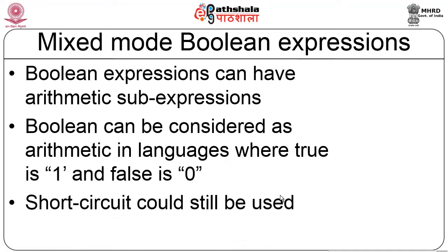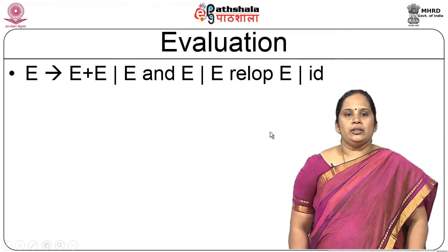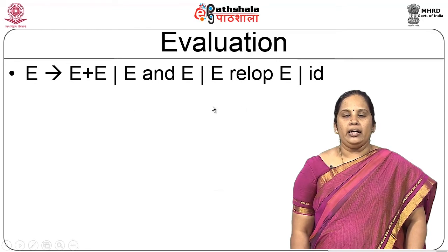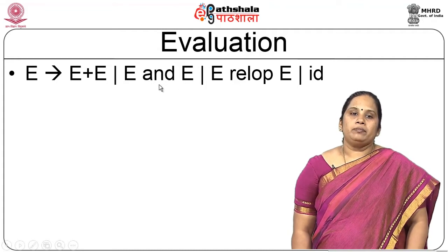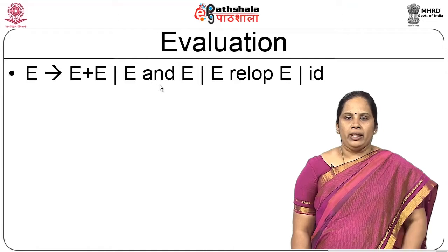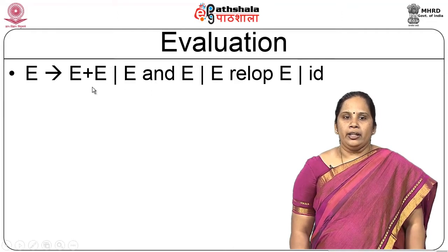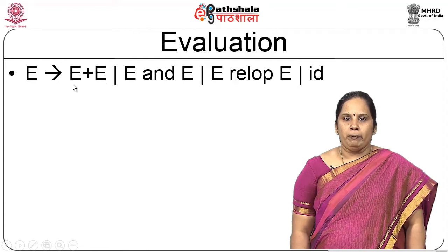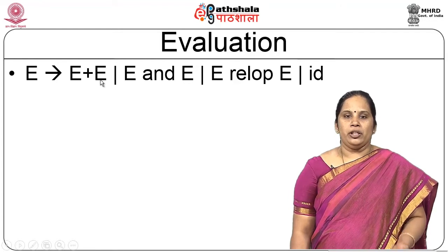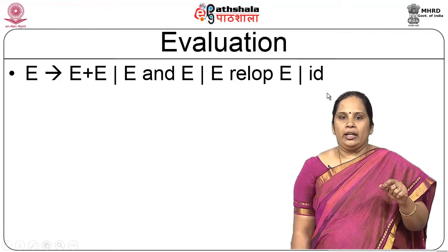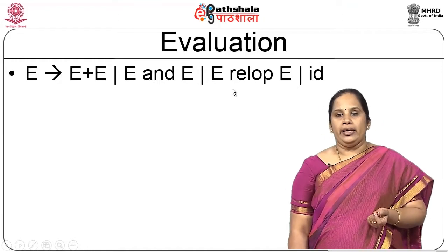In addition, short circuits could also be considered for generating 3 address code that involves mixed mode of operands. So let us look at this. E produces E plus E, E produces E and E, E produces E relop E, and ID finally. Now here this E and E expression is going to be a Boolean expression, and here I can also replace this E with E plus E. Now one of the E's here in the arithmetic expression could actually be an E relop E, that is an ID relop ID situation also.